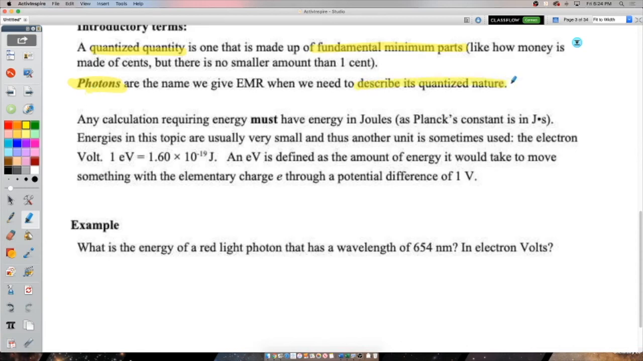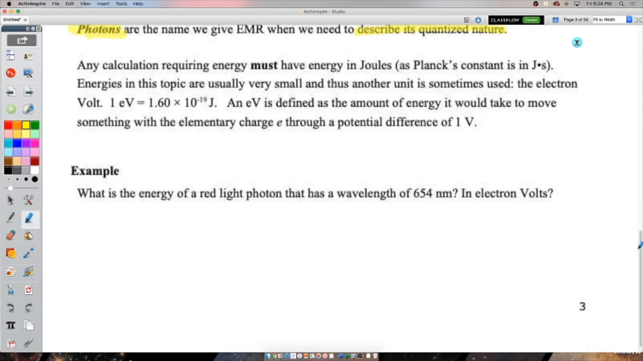So a beam of light is made up of photons, just like a dollar is made up of cents. You can't have half a photon. At least that's what Planck's equation seems to be suggesting.